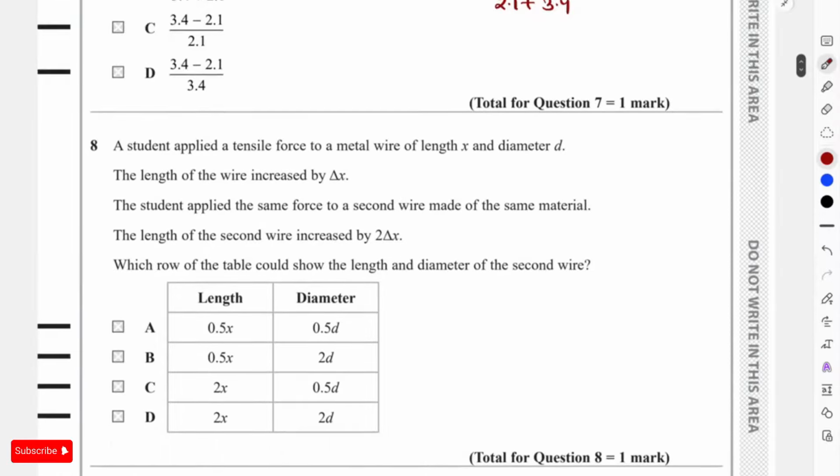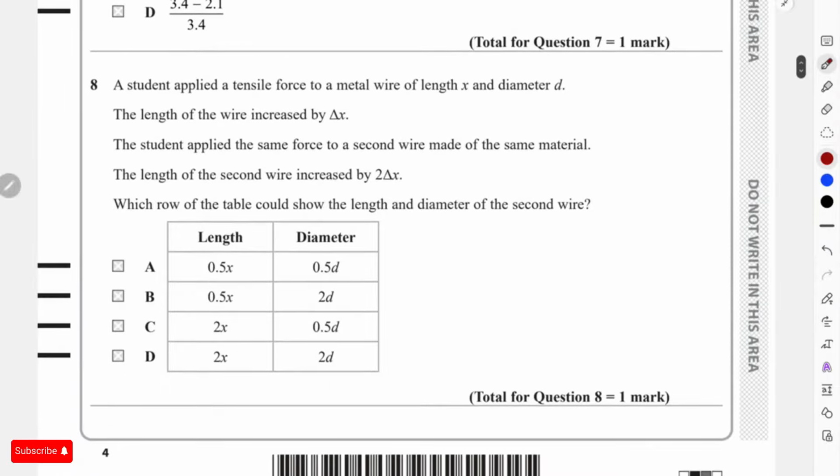Moving on to question 8. It states that the student applied a tensile force to a metal wire of length x and diameter d. The length of the wire increased by delta x, and the student applied the same force to a second wire made of the same material. The length of the second wire increased by delta 2x. Now the extension is twice the original one. Which row of the table could show the length and diameter of the second wire?